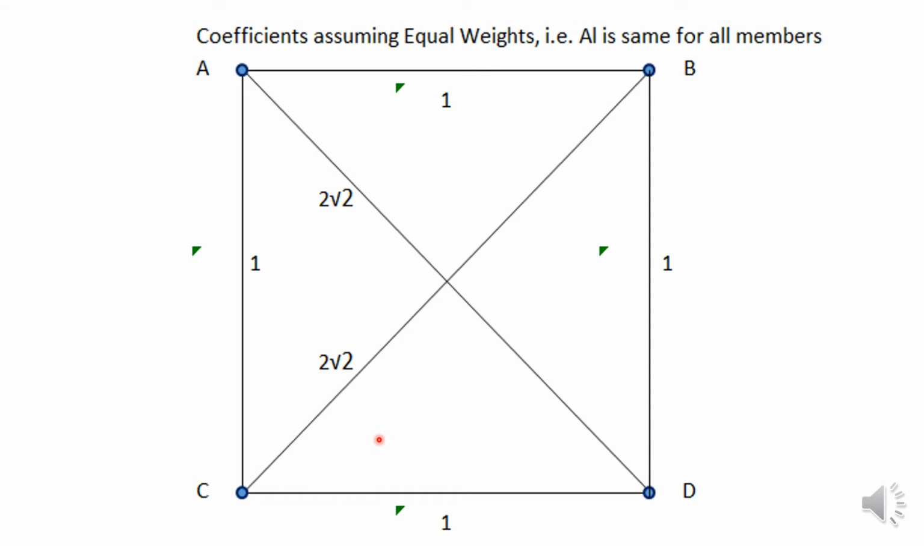So these are the coefficients, assuming that each member has the same weight. We don't want the diagonals to be any heavier than the members on the perimeter. These would be the coefficients that we would use. So this is root 2 cubed on the diagonals and just 1 cubed on the perimeter.